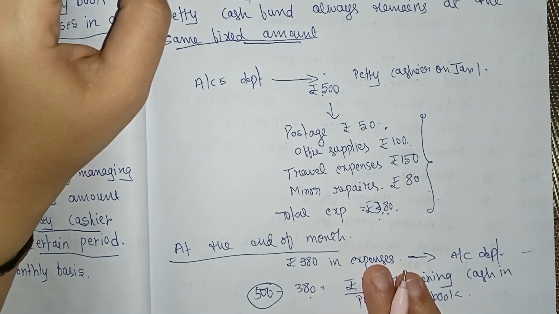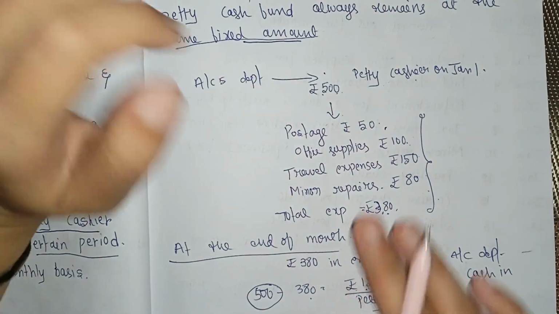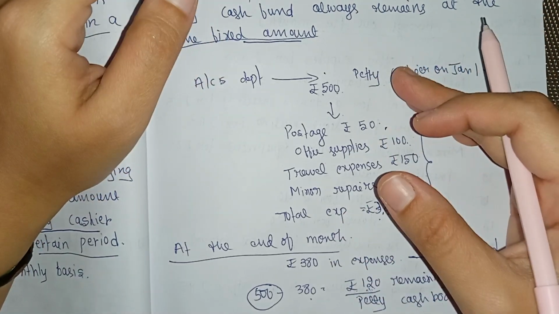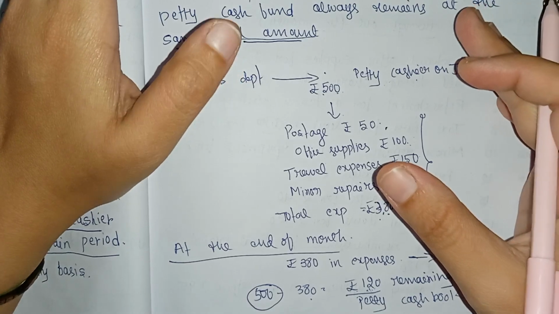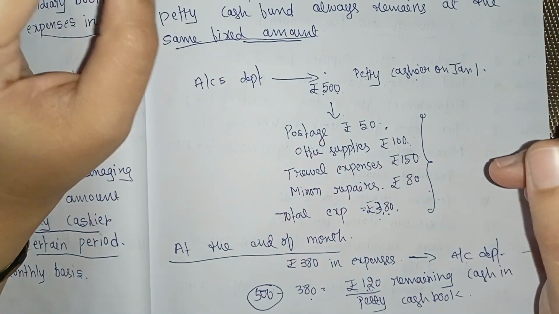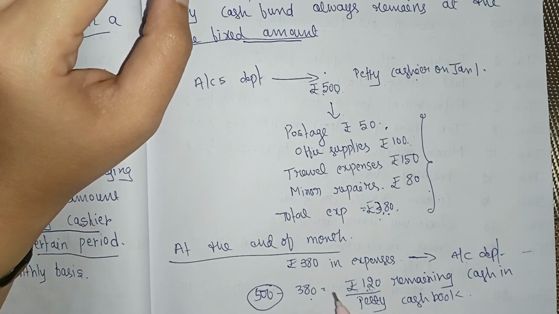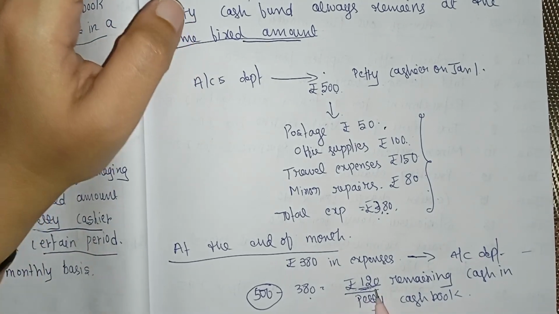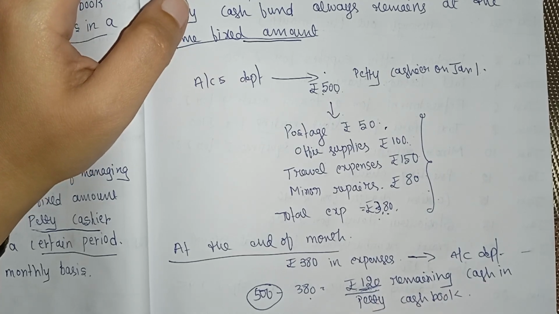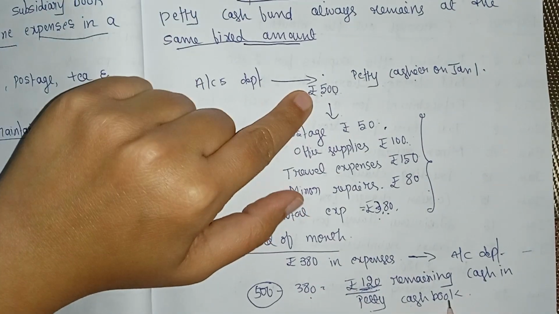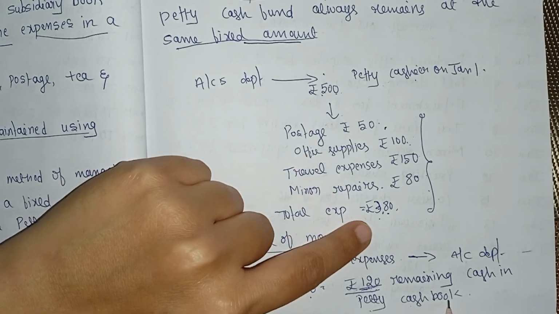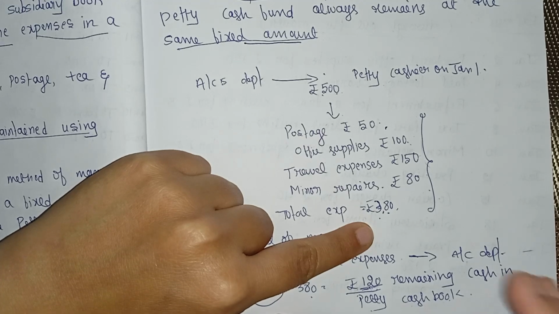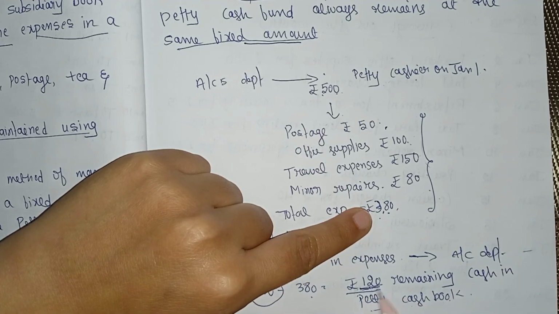Now, at the end of the month, the petty cashier will submit the receipts and vouchers totaling rupees 380 in expenses to the accounts department, and the remaining cash in the petty cash book would be rupees 120, because out of 500 we utilized rupees 380 for the payment of all these expenses for the month of January. Now the remaining cash balance with the petty cashier is rupees 120.